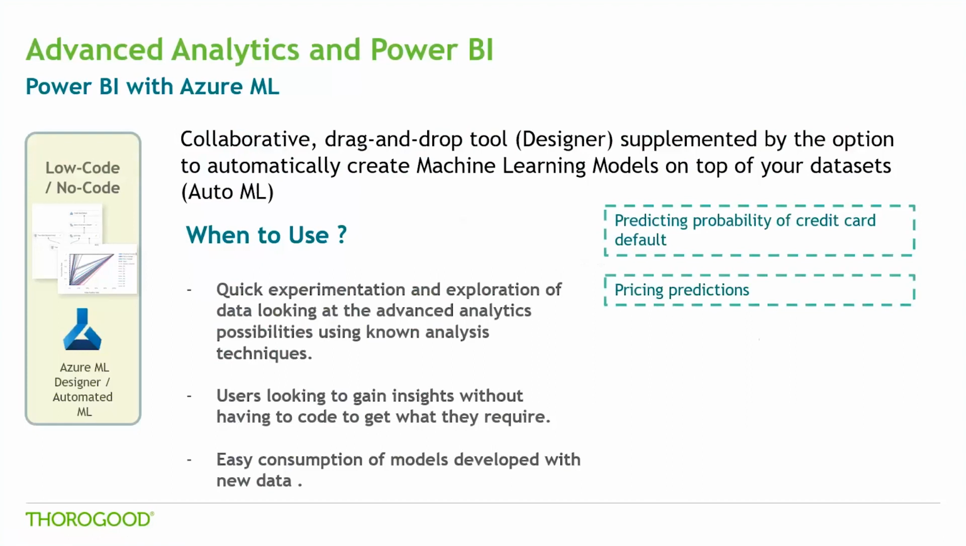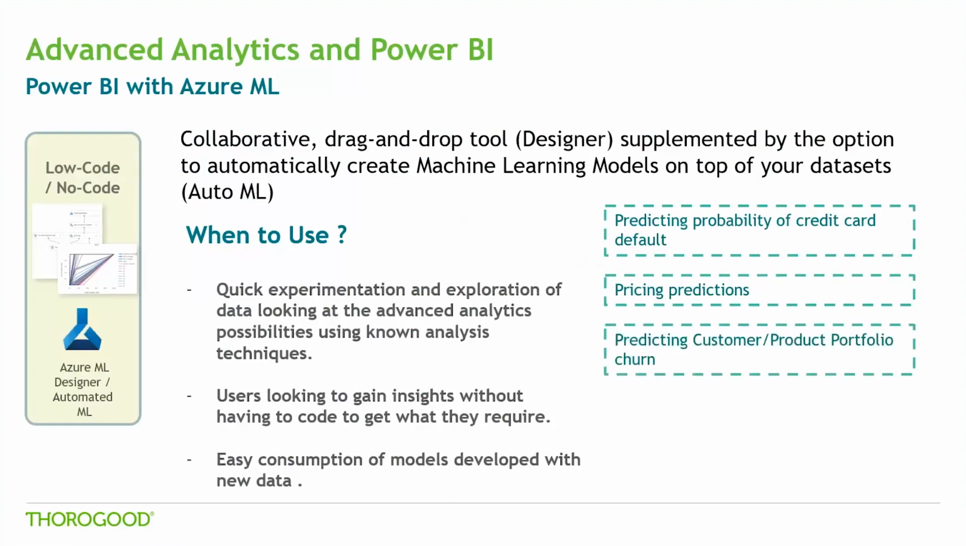You can also look at pricing predictions. So again, looking at third-party data, looking at how companies are pricing their products and how that affects your portfolio as well, and looking at what are the appropriate prices to go into the market with. You can also use something like Azure ML to predict your customer or product portfolio churn. So using analysis which is very similar in principle to identifying credit card default, just in a slightly different scenario, looking at customers and product portfolios.